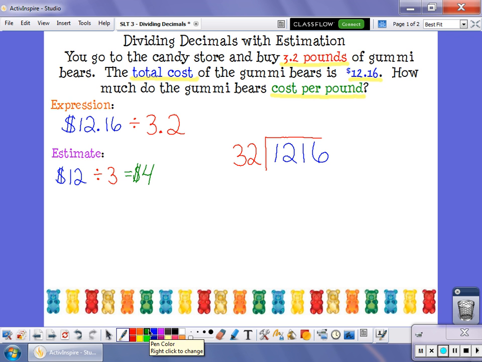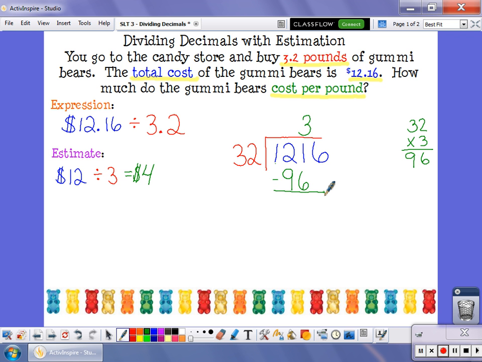So if I were to do this long division problem, 1 cannot be divided by 32. 12 cannot be divided by 32. 121 can be divided by 32. And I'm going to think that if I had 30 and 121, that's going to go in about 3 times. Now to double check it, I can come over here and do this multiplication. And I see that 32 times 3 is 96. So 3 times 32 will give me 96.